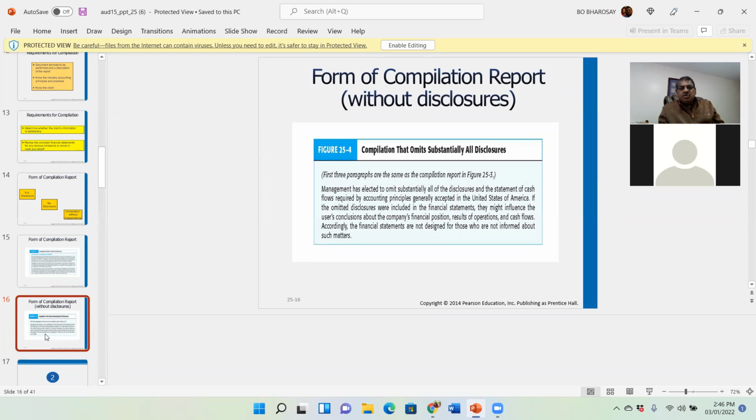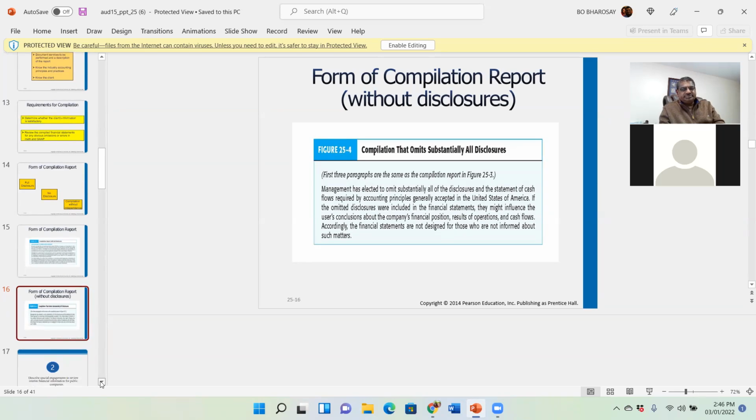If you're omitting the footnotes, you should have a paragraph there saying that we are omitting the footnotes, and that was Figure 25-4. It's saying that management has elected to omit substantially all the disclosures ordinarily included in financial statement, etc., etc. I'm not going to read it through, but you will.